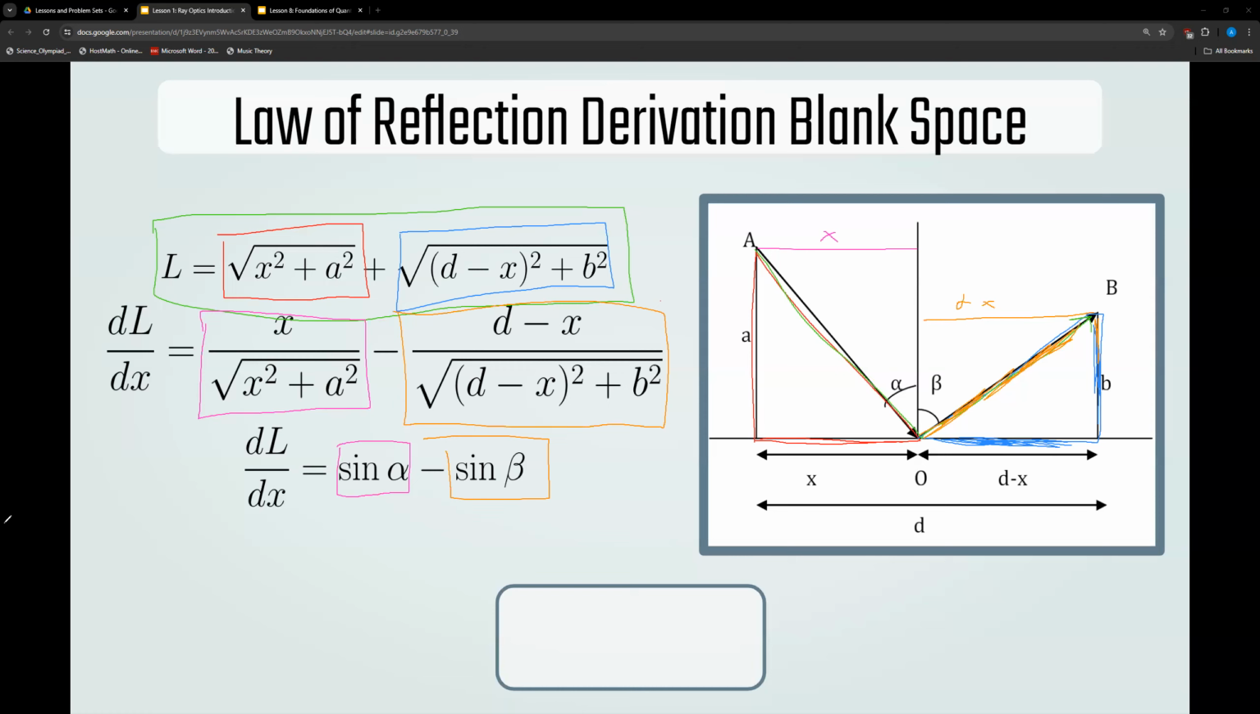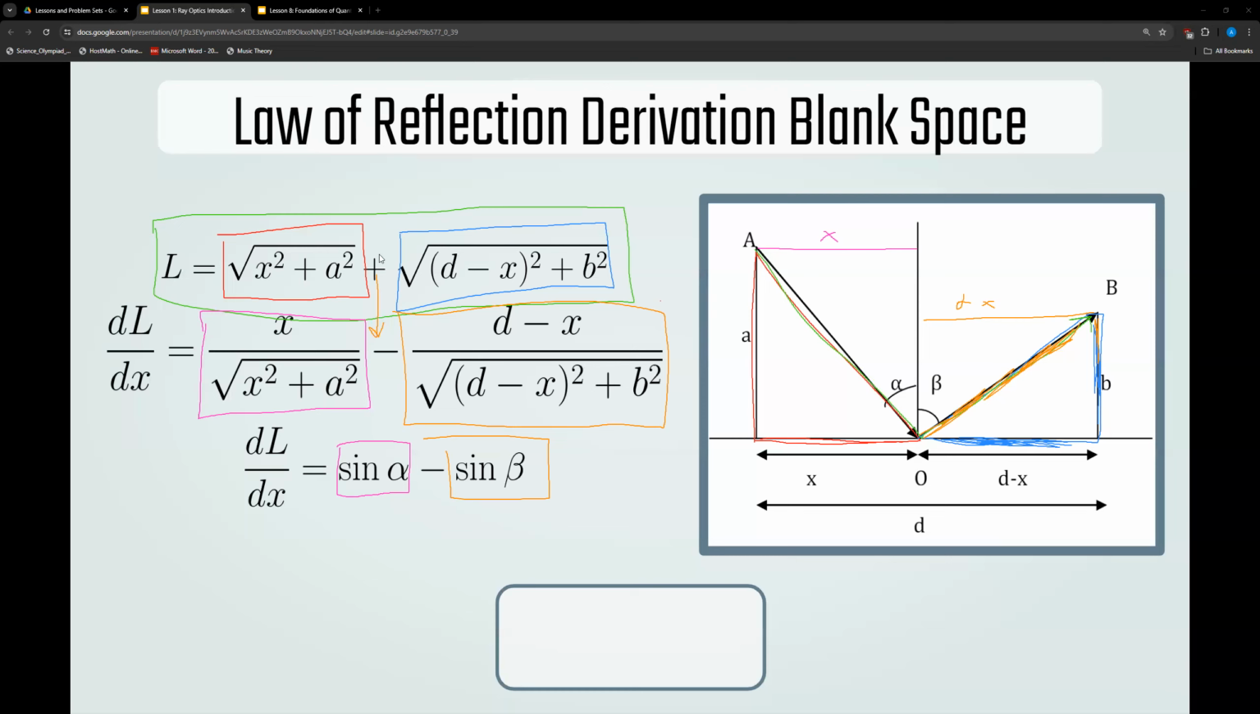Sine alpha minus sine beta equals dL over dx. Give me a yes if we understand. Why the minus? The minus comes from when we take the derivative. That's just part of the math. For those who want to get technical, it's because of the chain rule from the d minus x, which is taken as a separate function.